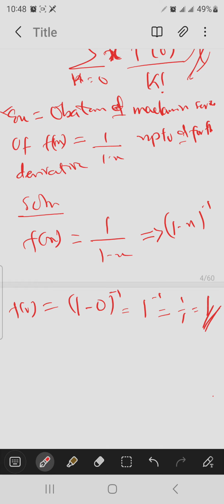Now, the second thing is that you find f prime of x, the derivative, dy dx. You differentiate this, and it is going to be minus 1 into bracket, differentiate the inside of the bracket, which is minus 1, into bracket 1 minus x all raised to power minus 2.